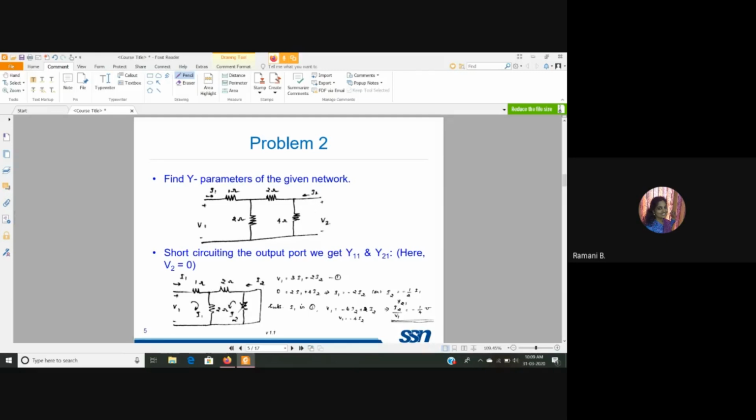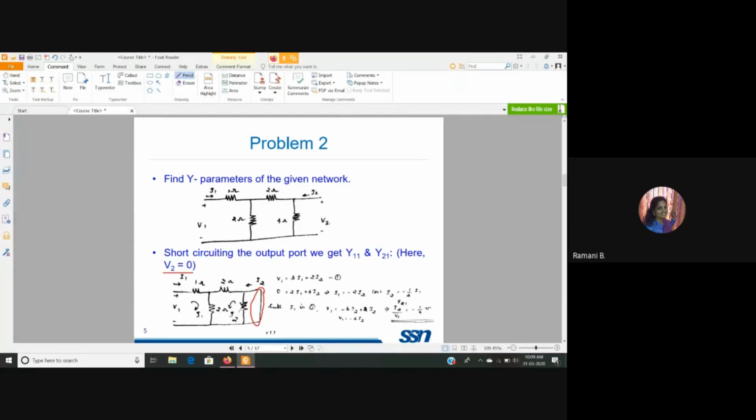So this is the second problem where we are to find the Y parameters of the given network. Here we short circuit the output port to find Y11 and Y21. Short circuiting the output port means we will have V2 equal to 0. So redrawing this circuit, that is the first circuit you will be having. I have short circuited over here.